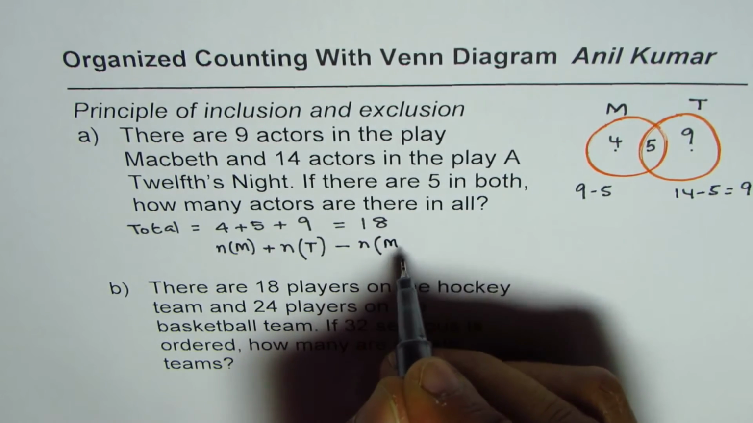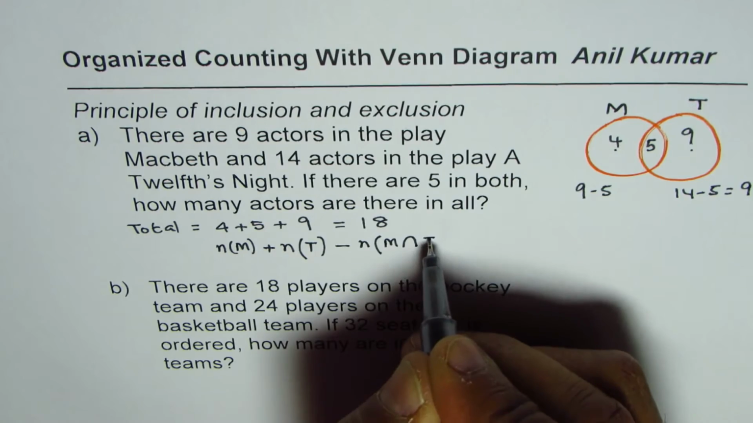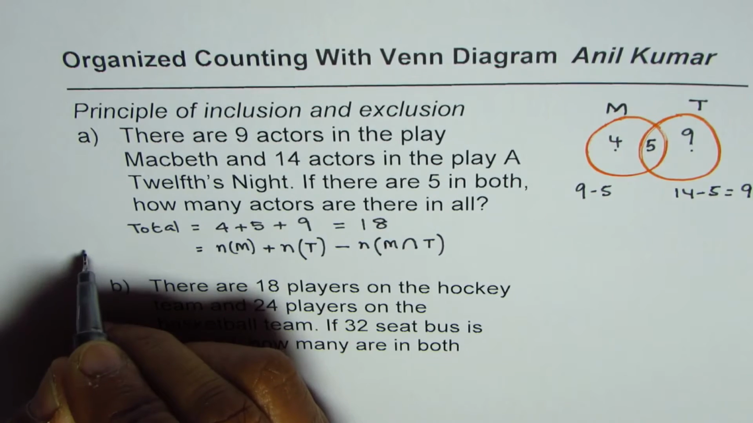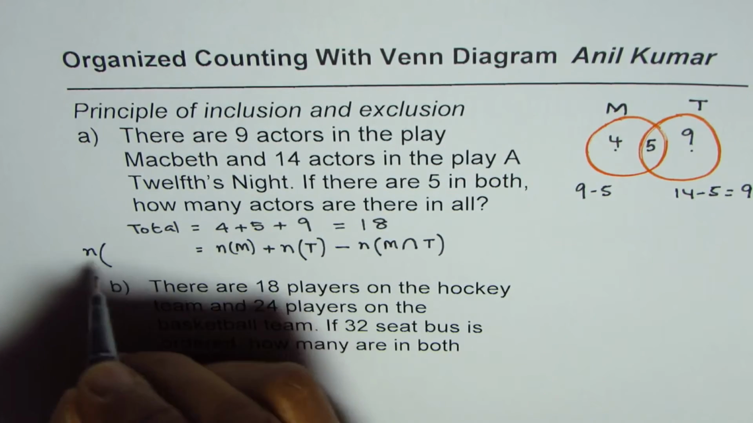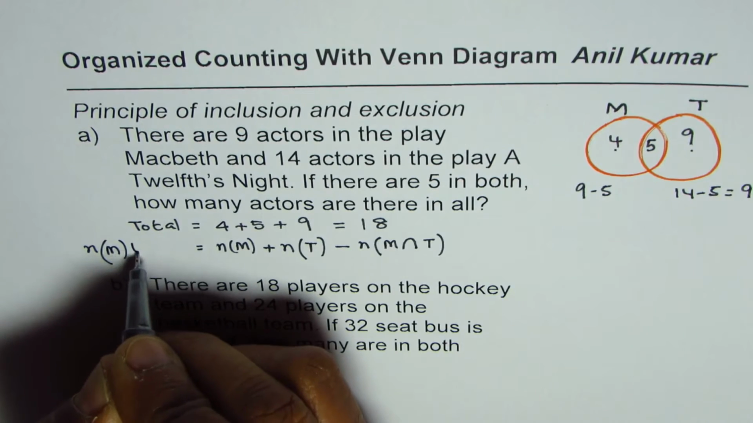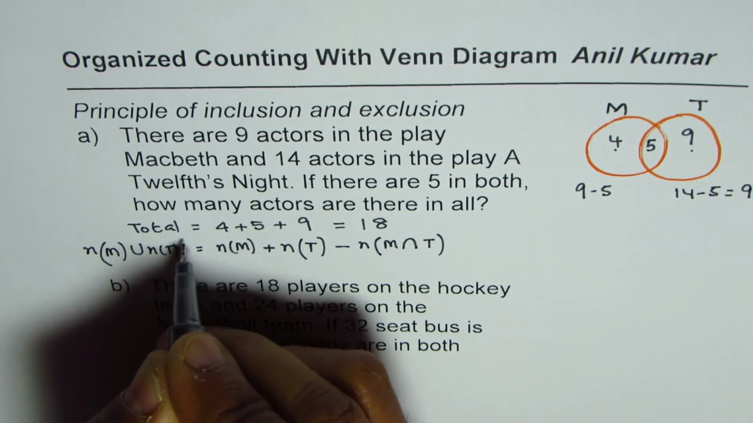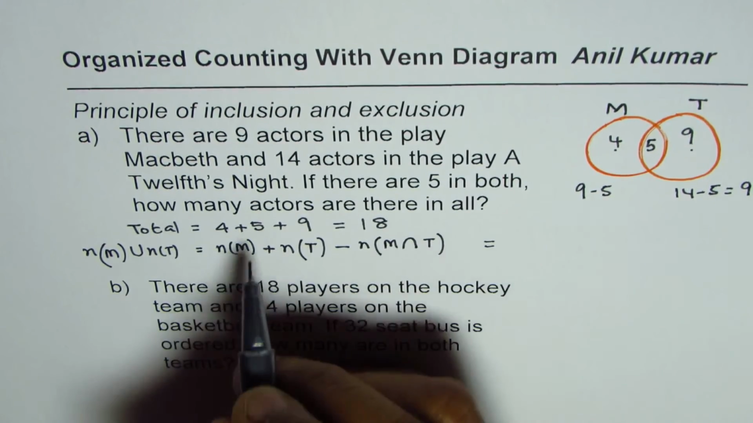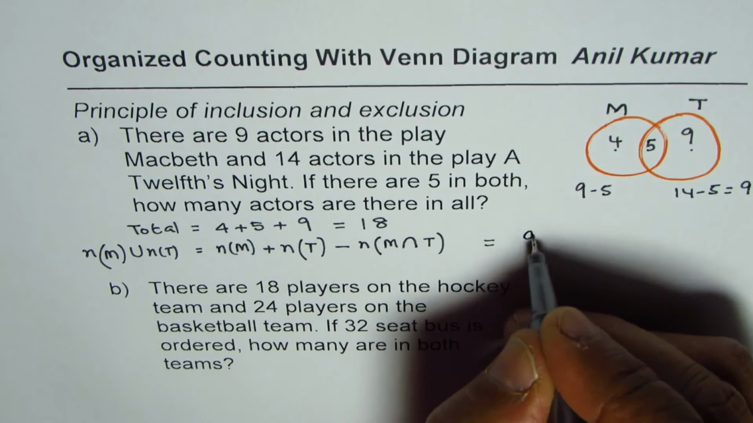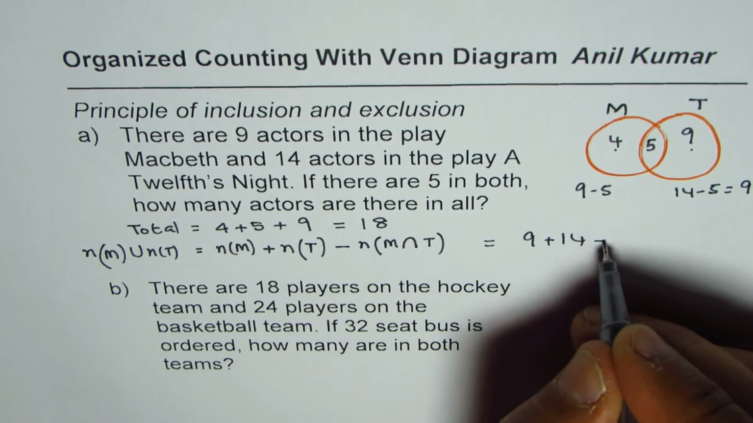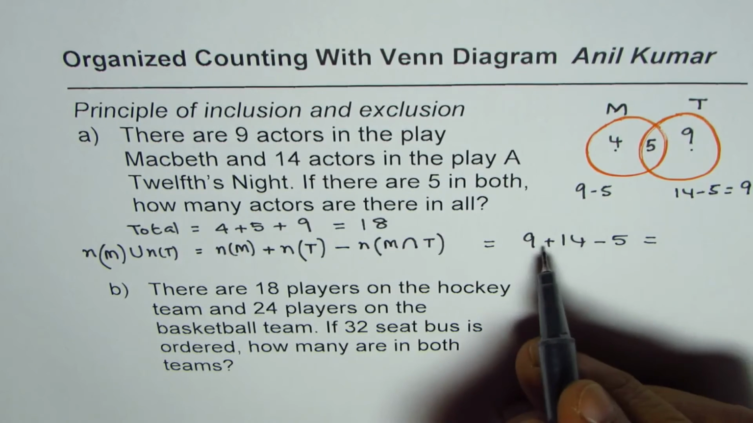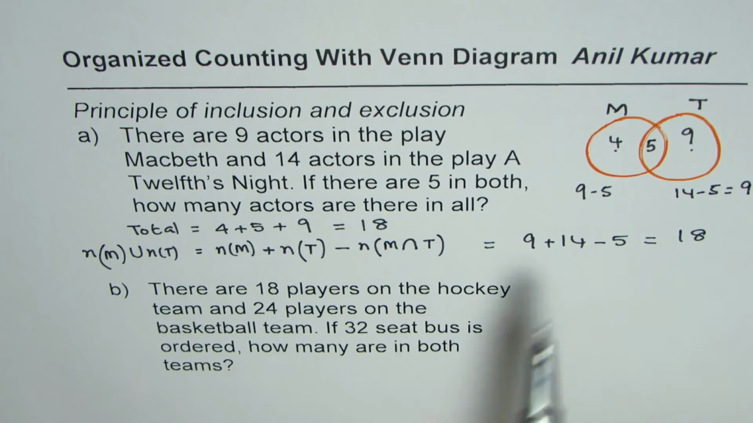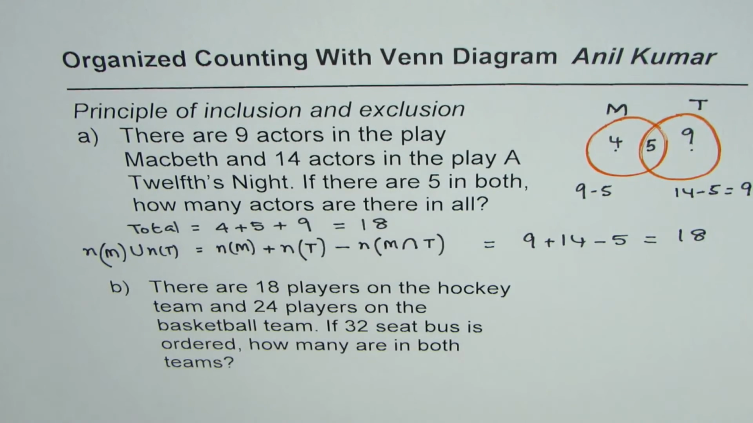So intersection of Macbeth and Twelfth Night. So that is how you can also get the total number of players, I should say M union T, right? So that is how you could get the total number of players. Now in our question, we are given these numbers. These are 9 plus 14, take away 5, correct? So when you do that, you again get 18. So this is another way of doing it, and we call this the principle of inclusion and exclusion.